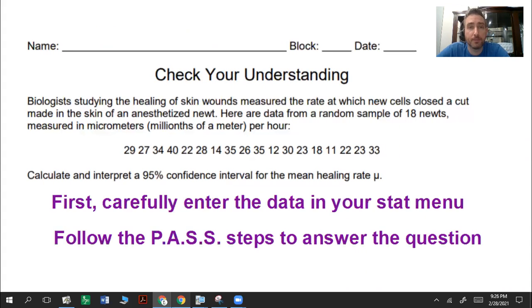So before you do anything, put this data in your calculator. If you're doing this along with the video, pause the video, go into L1 and enter those numbers carefully. Once you have it done, unpause.